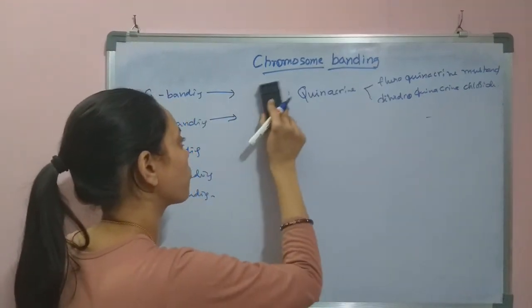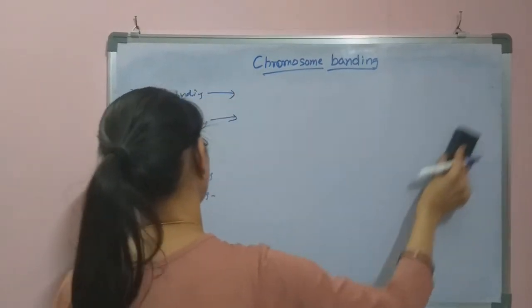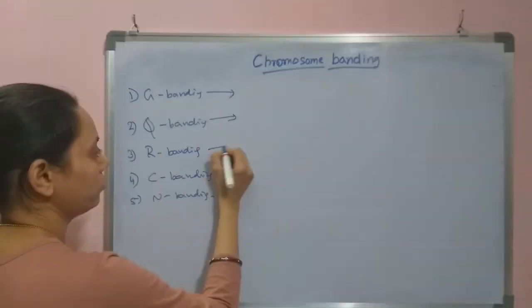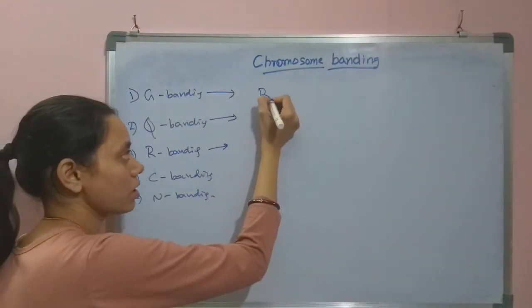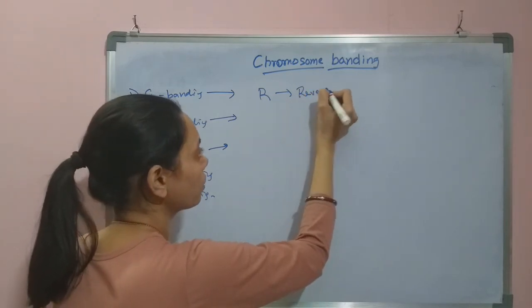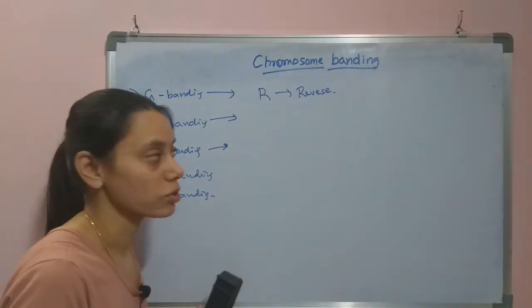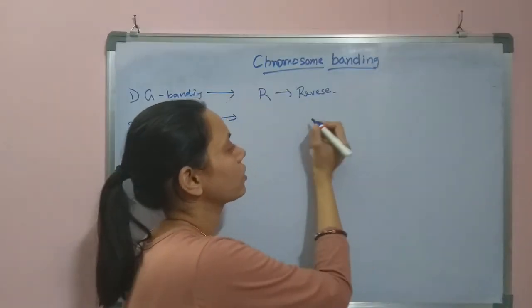Coming to the next type of banding, that is R banding. Here R stands for reverse banding. That means it is the reverse process to the G banding.